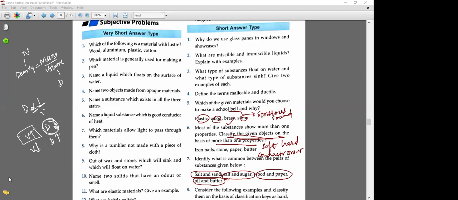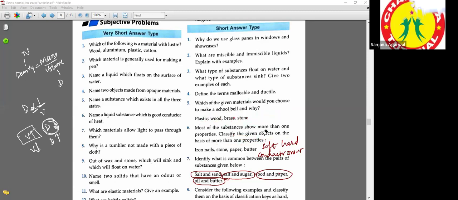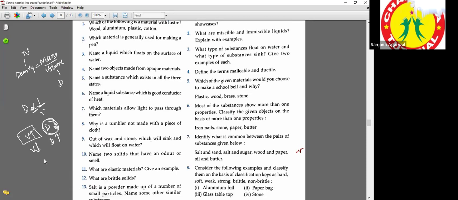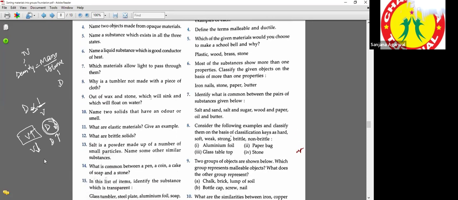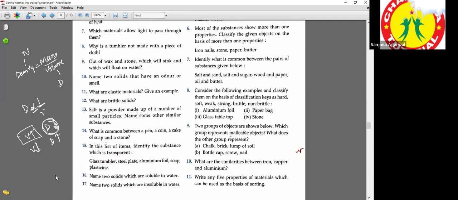Let's do more. Let's practice more questions. Do the 8, 9, 10, 11. Quickly.